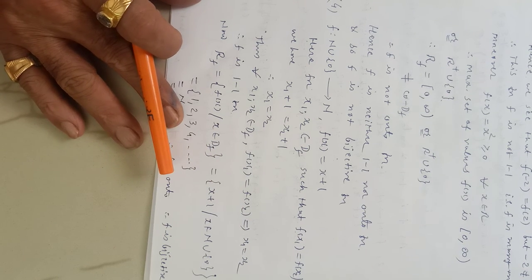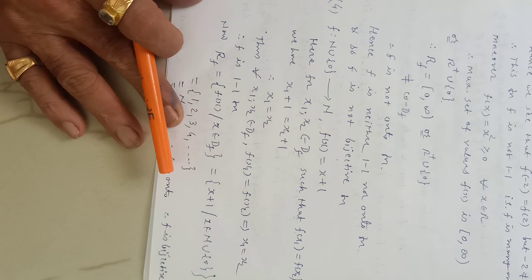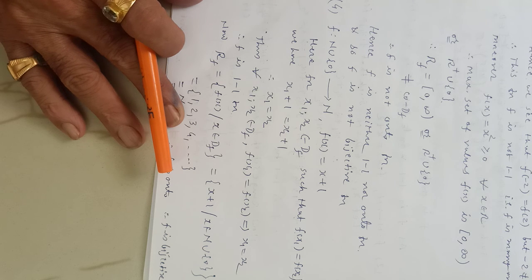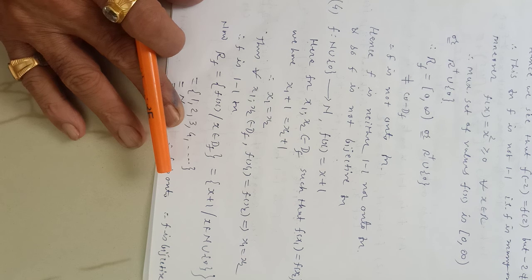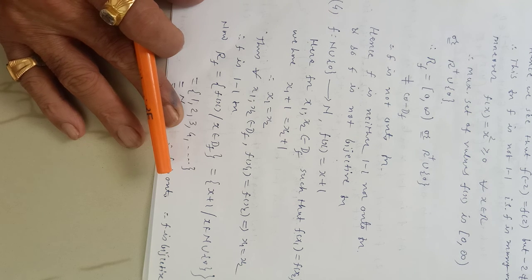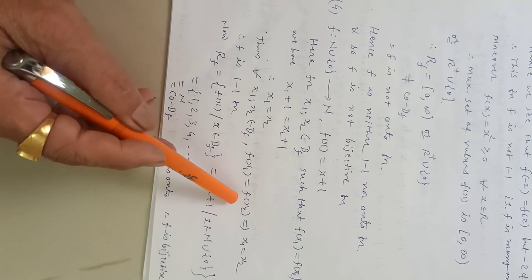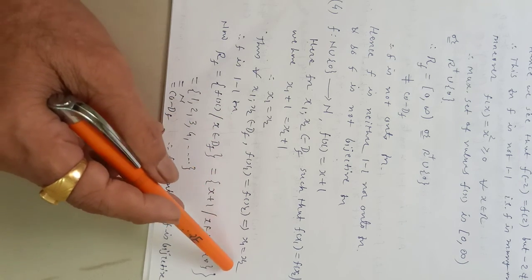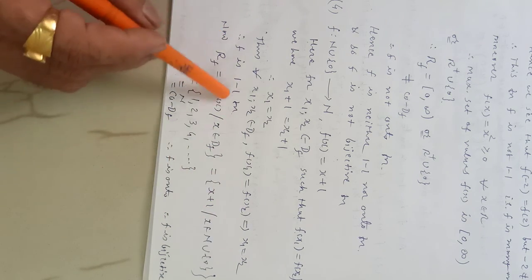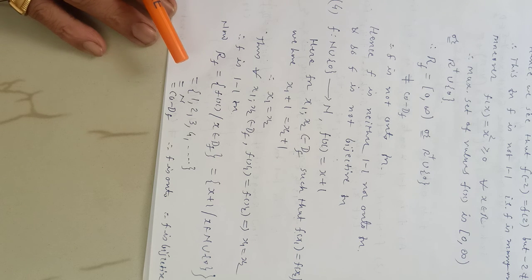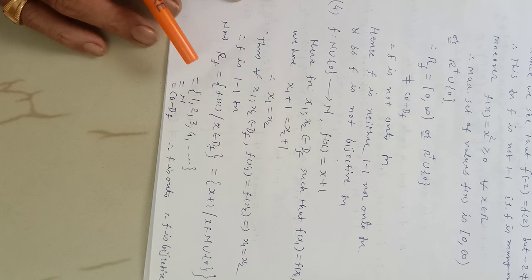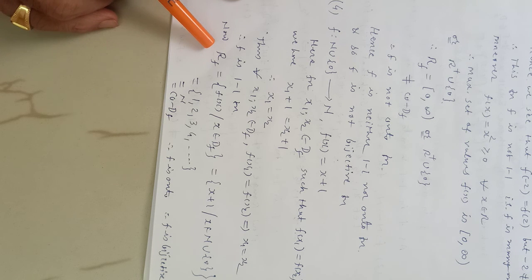Now what is f(x1)? x1 plus 1. What is f(x2)? x2 plus 1. Cancel 1 from both sides, so x1 equals x2. Thus for every x1, x2 in domain f, f(x1) equals f(x2) implies x1 equals x2. Therefore f is 1-1. Right? Very clear.